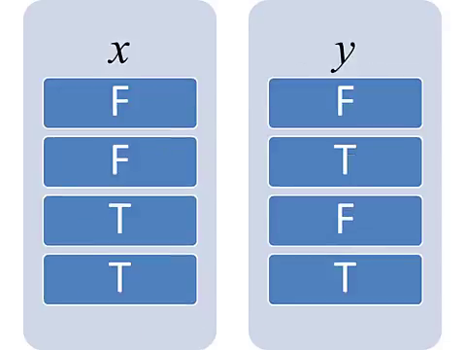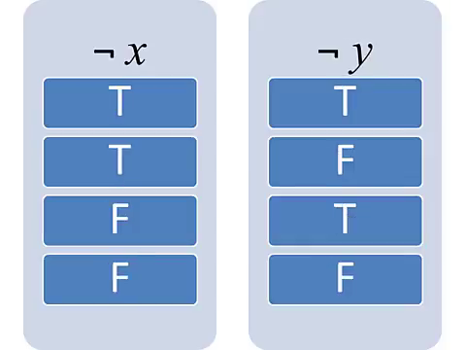Okay, so the next step is to come up with all the possible combinations of X and Y. X can be true or false, Y can be true or false. So let's fill in those first two columns. We've got X being false, X being true, and Y being false and true. So now we've got every combination: both X and Y false, X false, Y true, X true, Y false, and both X and Y true. That's all she wrote.